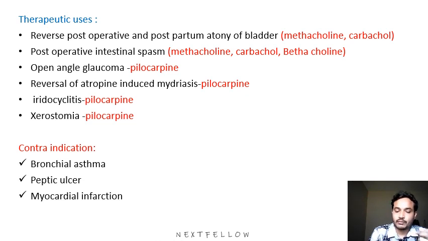Peptic ulcer is an abnormal condition with a rise in gastric acid secretion, so to avoid that we should avoid cholinomimetic drugs. Similarly, myocardial infarction is a contraindication because these drugs further decrease cardiac activity.